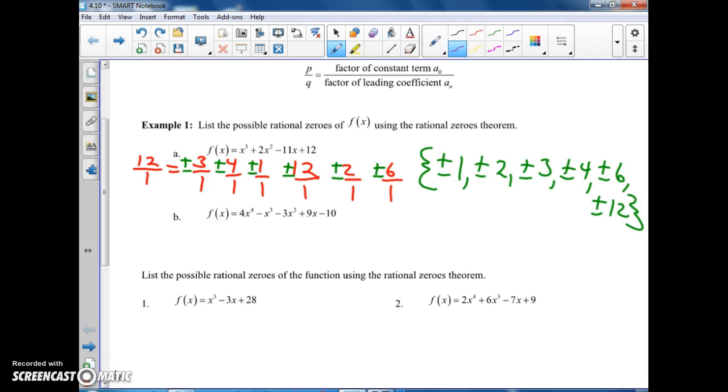Okay, so here comes part B. What's the P? Negative 10. And what's the Q? 4. So now, what are all the combinations of 10 that you got? All the factors. These are the combinations you got: plus or minus 1 times plus or minus 10, and plus or minus 2 times plus or minus 5. Those combinations give you the number 10.